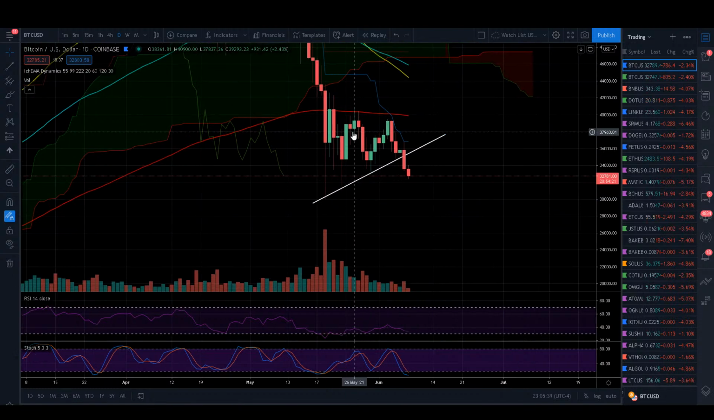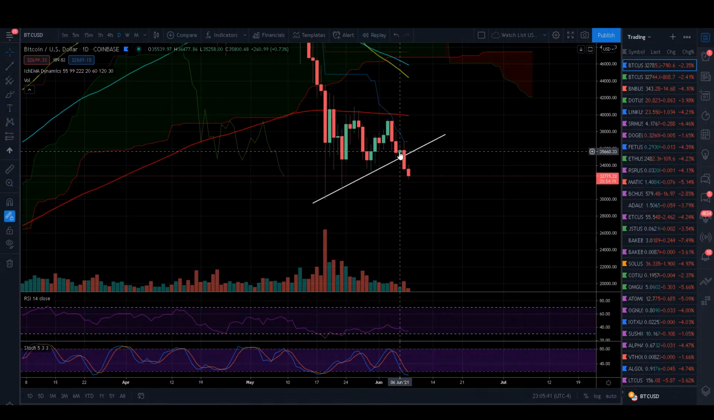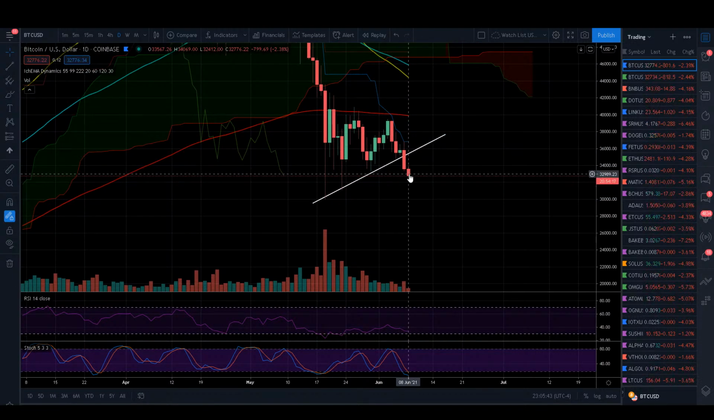So if we were just starting and moved down like this, and it looked like we had no hope, I would understand the sentiment that we might even go back to a new local low and break below 30K.